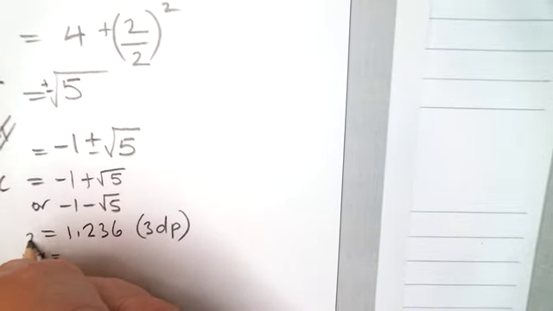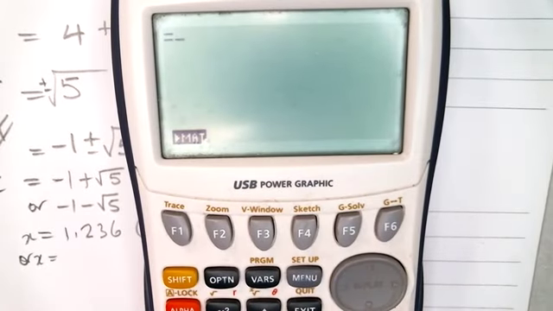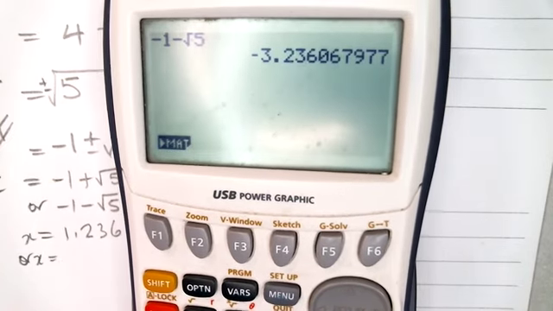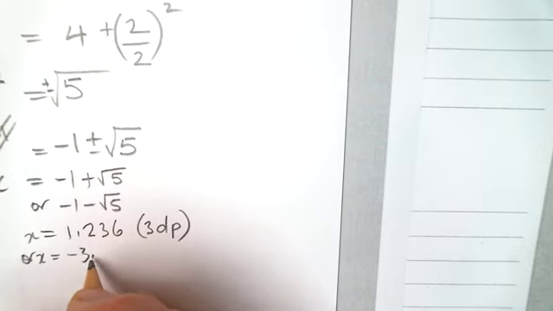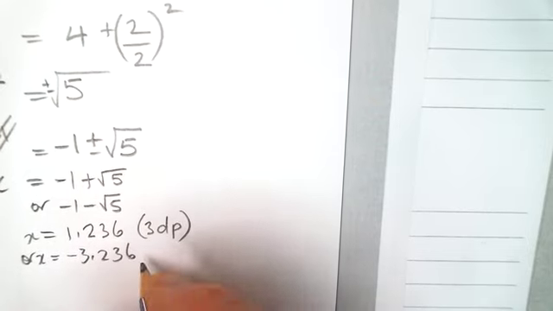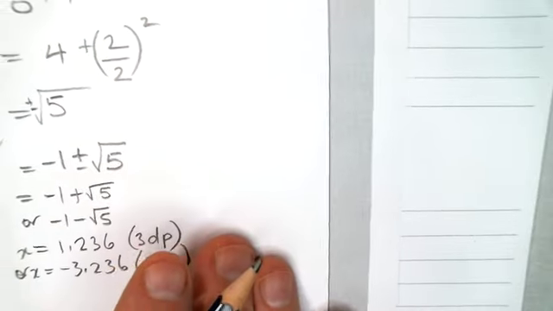Or x equals, so it's going to be -1 minus root 5, which is -3.236. And again, that's 3dp. So there are two solutions.